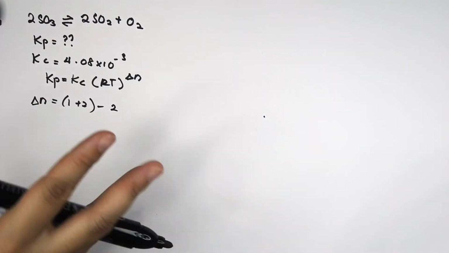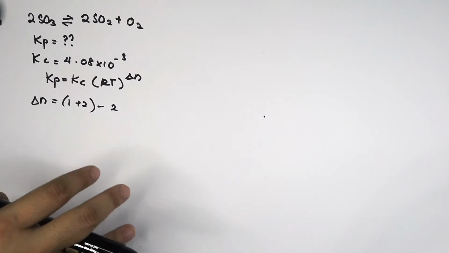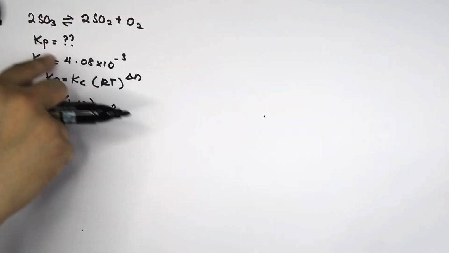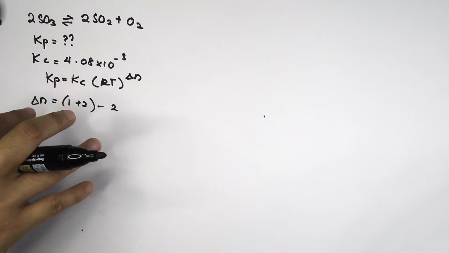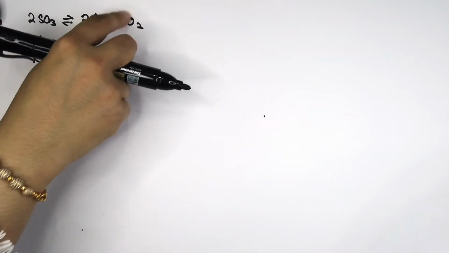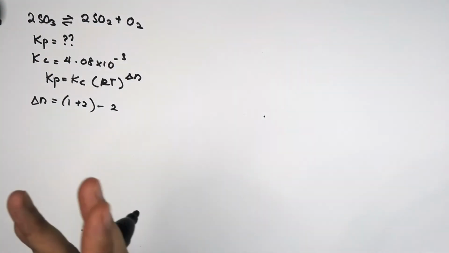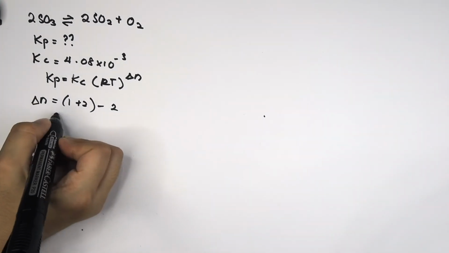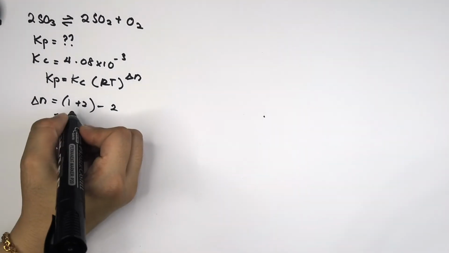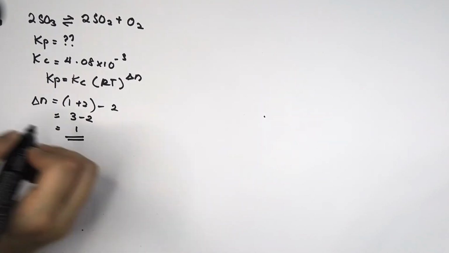In this question, I didn't write the state of matter. Usually people will write whether it's aqueous, gas or solid, but if you were not given this, you should be able to decide that oxygen definitely is gas, SO2 is gas, and SO3 is gas as well. So you get the delta N is equivalent to 3 minus 2, equivalent to 1.